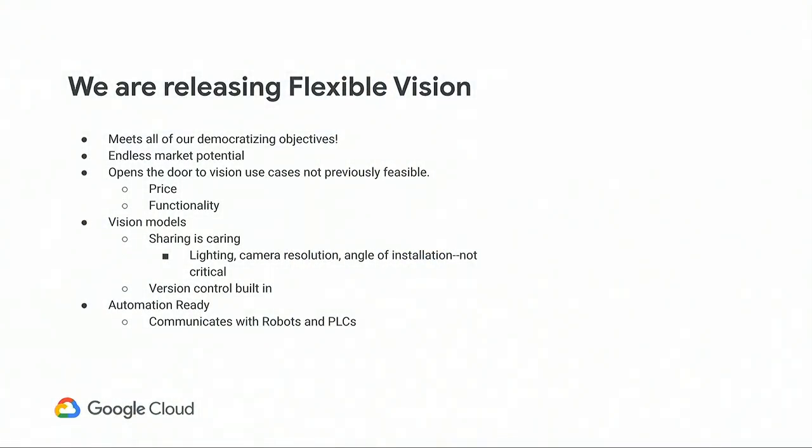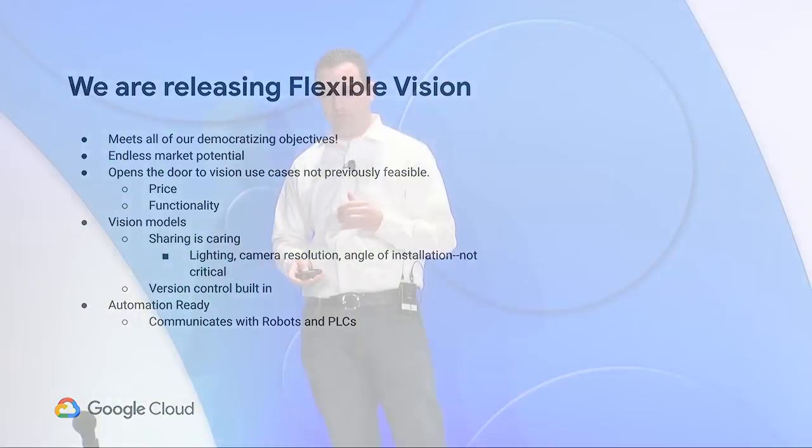Integrated cloud and open source is the future to industrial vision. We are super excited to be releasing an open source version of Flexible Vision, which meets all of our democratizing objectives. It has endless market potential, opens the door to use cases that weren't previously available, whether due to pricing constraints or functionality in the market. Vision models can now be shared across factory floors globally, and version control is built in.